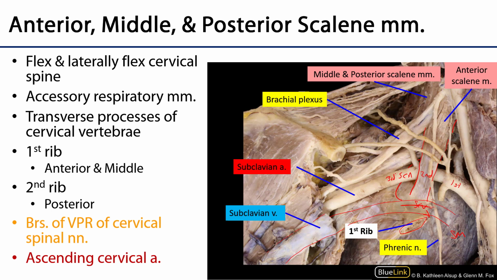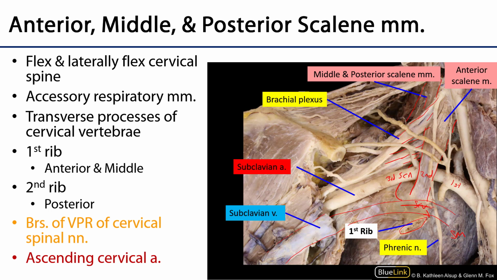We can also see just behind that anterior scalene muscle the roots of the brachial plexus. In this case, these roots are coming together for the superior trunk. We can see the middle and then the inferior trunk of the plexus below that. And then posterior to these roots of the brachial plexus, we have the middle and posterior scalene muscles.